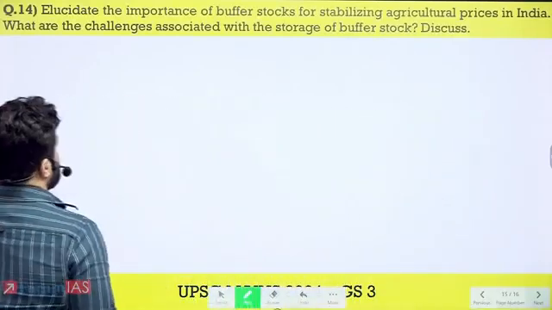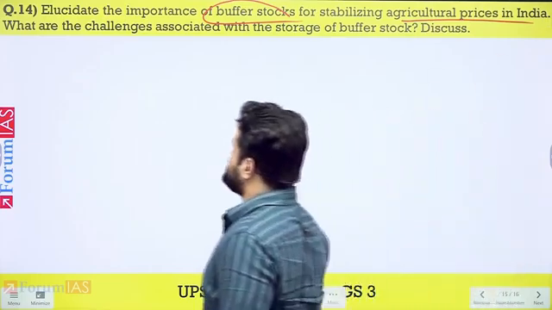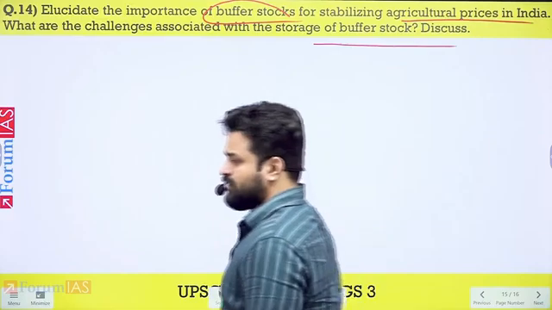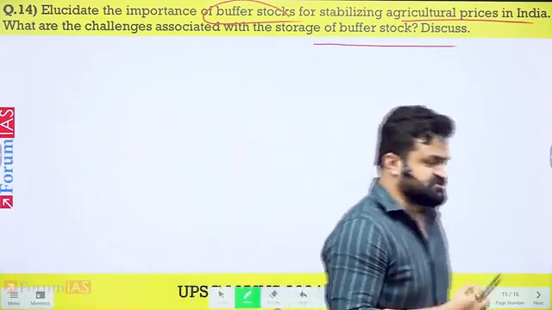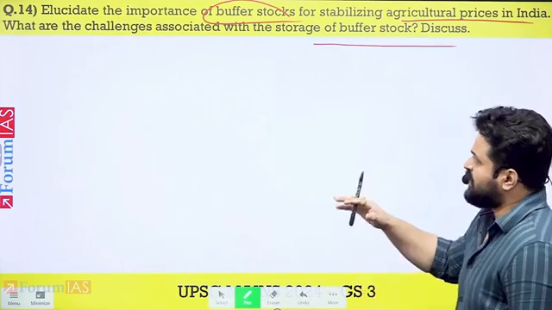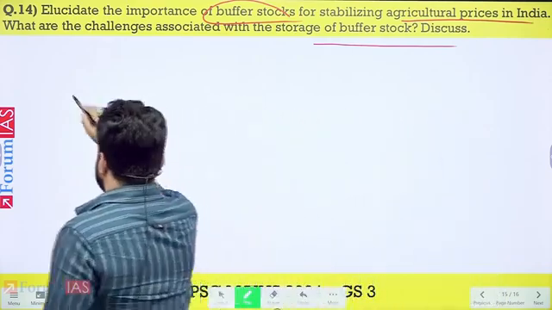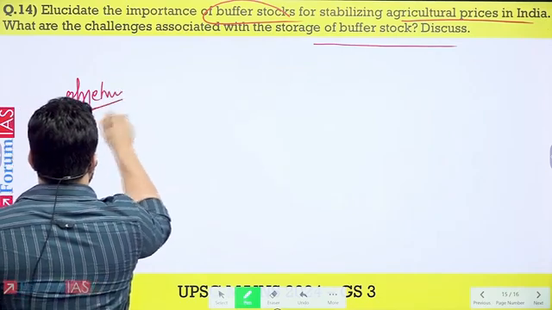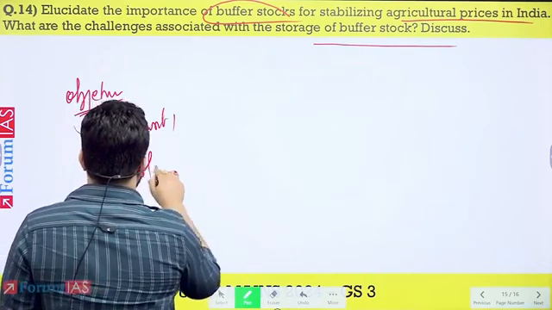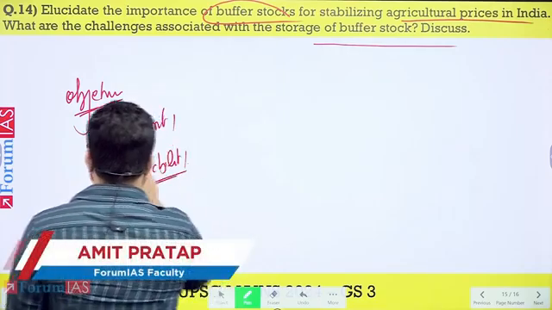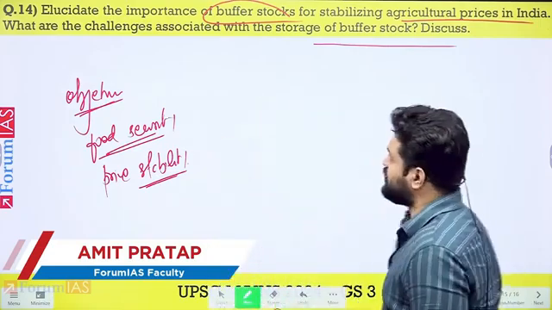Okay, next question. Elucidate the importance of buffer stocks for stabilizing agriculture prices in India. What are the challenges associated with storage of buffer stock? Okay. So buffer stock as a policy, we started seeing this as a resort taken by the government during the fourth five-year plan, where buffer stocks are maintained with the objective of food security and price stability. Self-reliance, and that again is related to food security only.